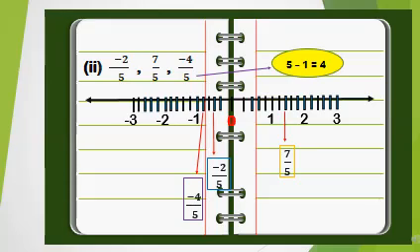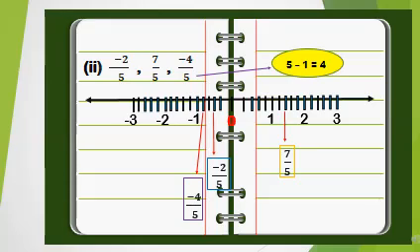Second one is 7/5. This fraction is positive. So we will plot it on the right hand side. After 0, we will count 7 lines. 1, 2, 3, 4, 5, 6, 7. On the 7th line, we will mark it as 7/5.